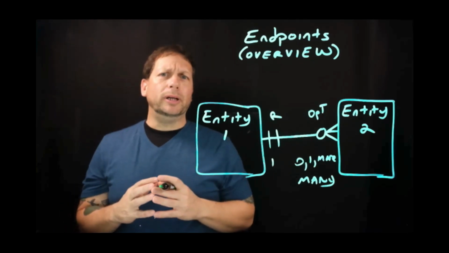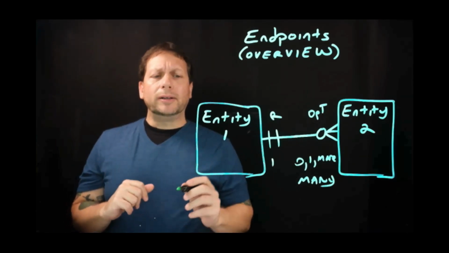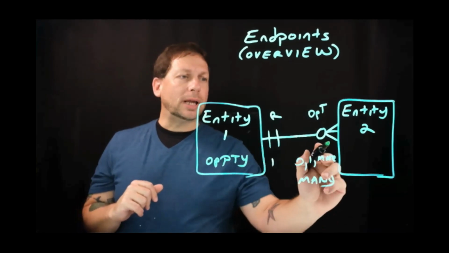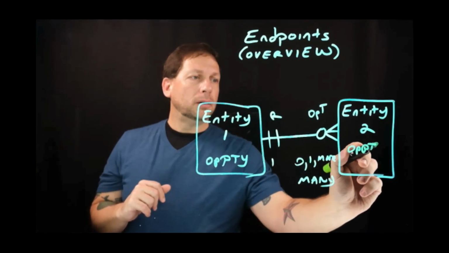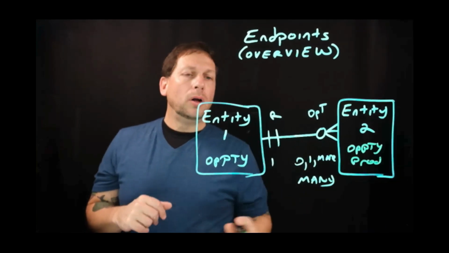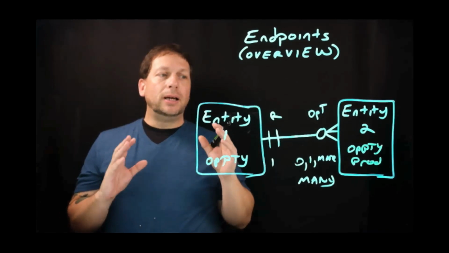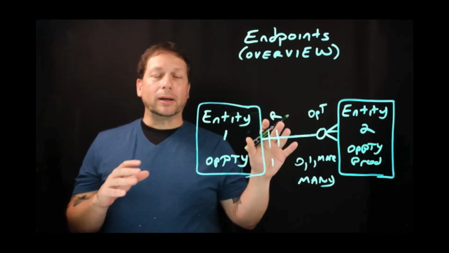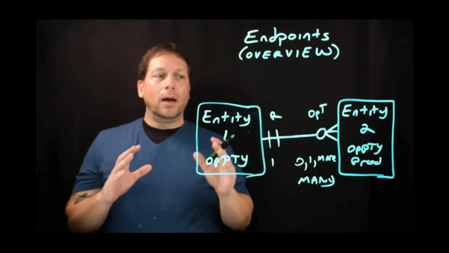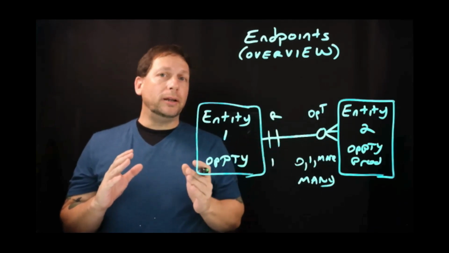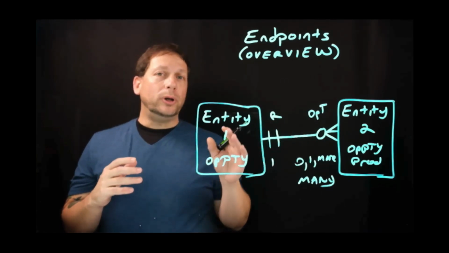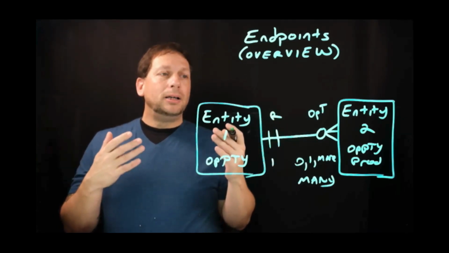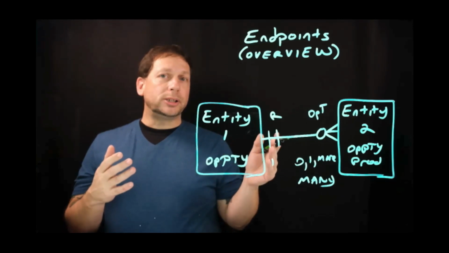And let's think about what that would mean in terms of Salesforce. If entity 1 was an opportunity, and entity 2 was an opportunity product, we would have a one-to-many relationship, because an opportunity can exist without any opportunity products, but an opportunity product cannot exist without an opportunity. An opportunity product is only related to one opportunity, but an opportunity can be related to as many opportunity products as we want to relate it to. So that's basically an overview of what a one-to-many relationship looks like.